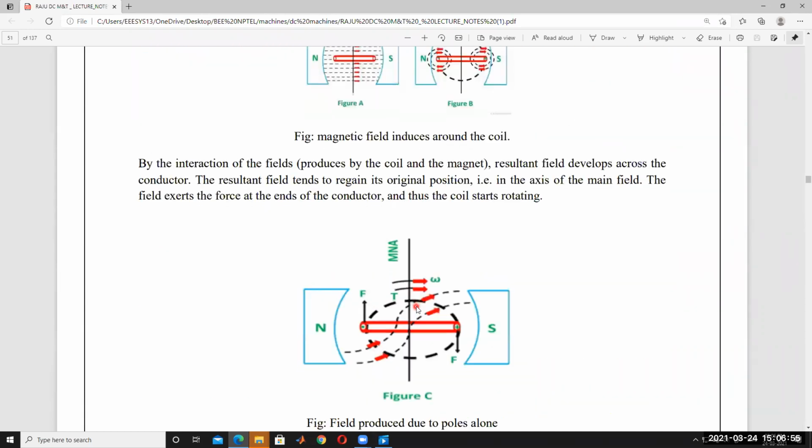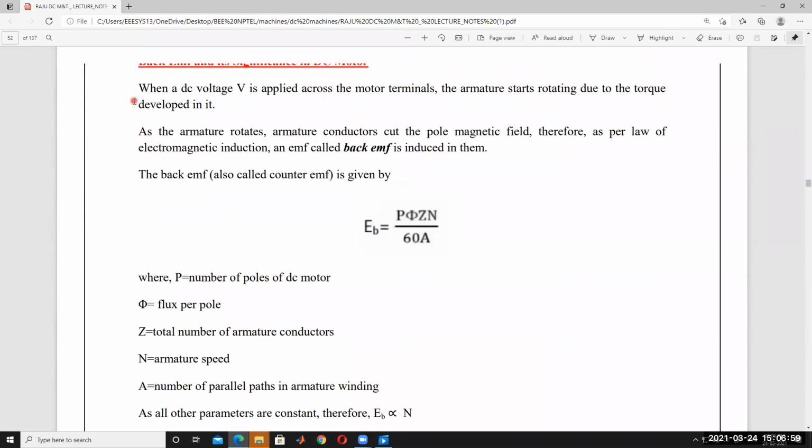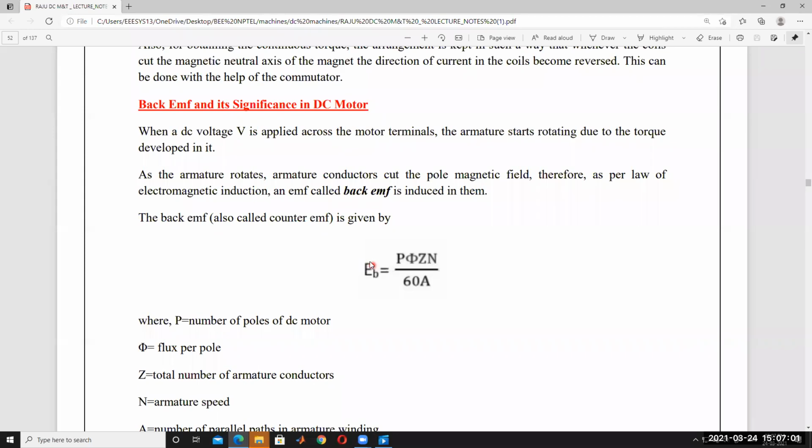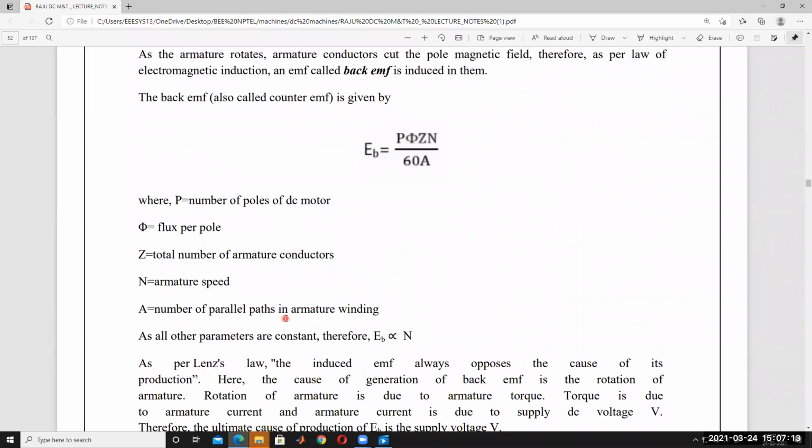Now the back EMF. I have already explained about back EMF. EB is equal to P phi Z N by 60 A. Here P is the number of poles, phi is the flux per pole, Z is the total number of conductors, N is the armature speed, and A is the number of parallel paths.